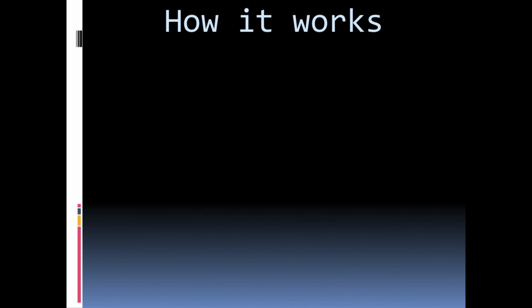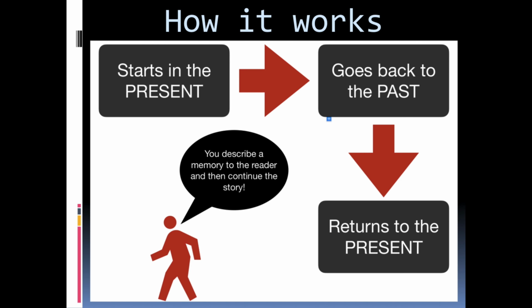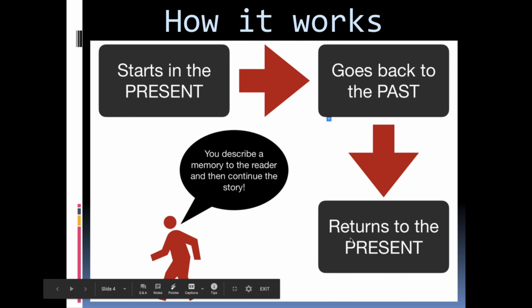Now, how does it work? Well, if you remember, it starts with your character being in the present, in the present part of your story, what's happening at that moment, and then your character thinks about something that's happened in the past. And then they describe that memory to the reader, and then after that it returns to the present, okay?